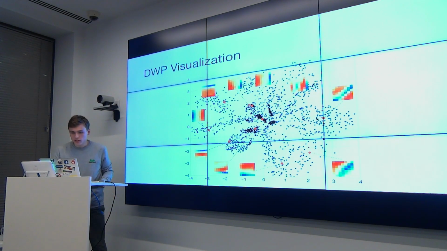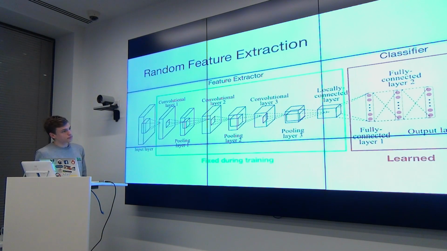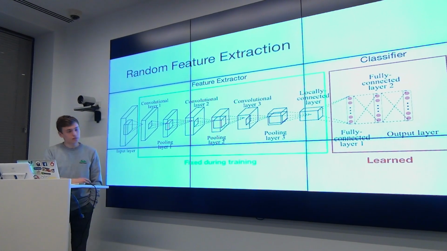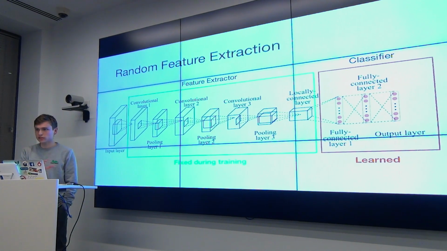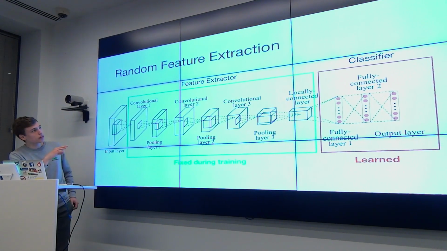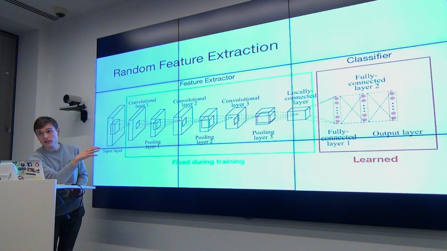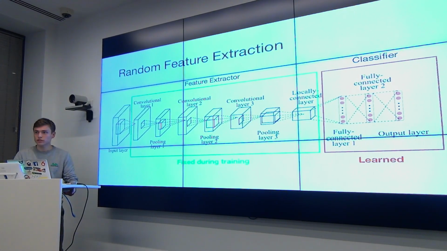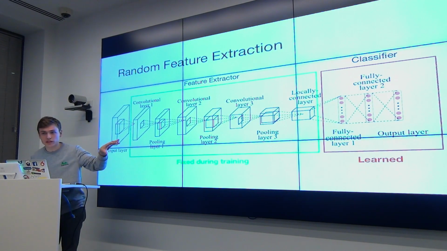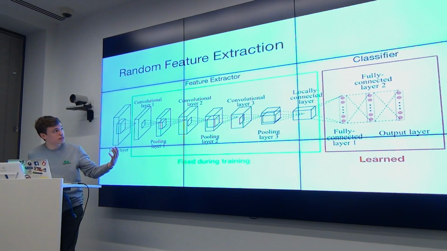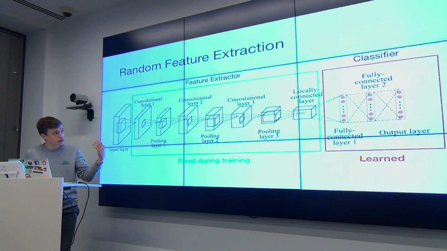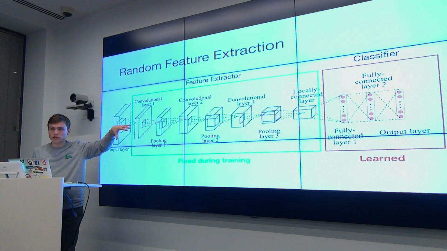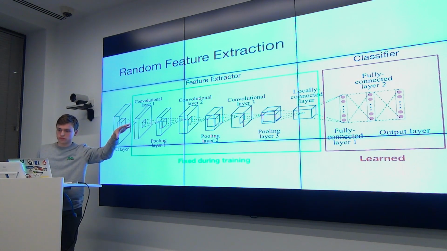Okay, let's move on to another experiment, which is called random feature extraction. Your convolutional neural network actually consists of 2 parts. The first one is convolutional, which you can think of as a feature extractor, and then you have fully connected layers, which take the vector representation of your image given by the convolutional part and then make the prediction.